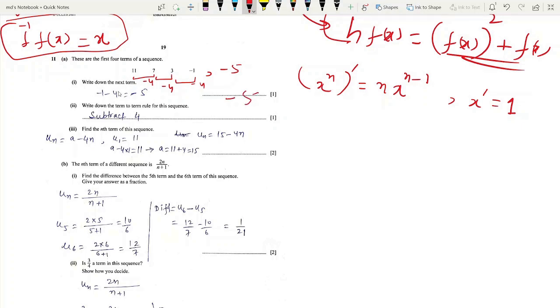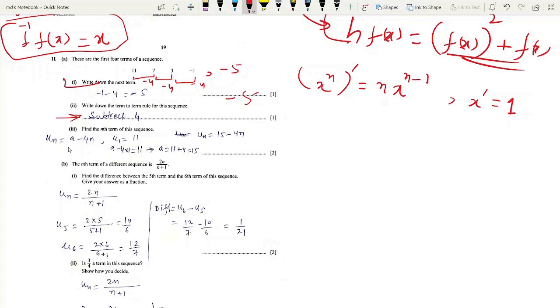Or you can also understand it this way. This is 11. If you subtract 4, 11 − 4 is 7. 7 − 4 is 3. 3 − 4 is −1. −1 − 4 is −5. That's simple. You can understand. Write down the term to term rule for the sequence. The rule is subtraction of 4. So subtract 4, that's it.